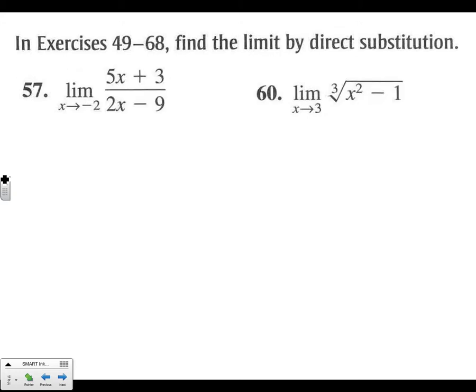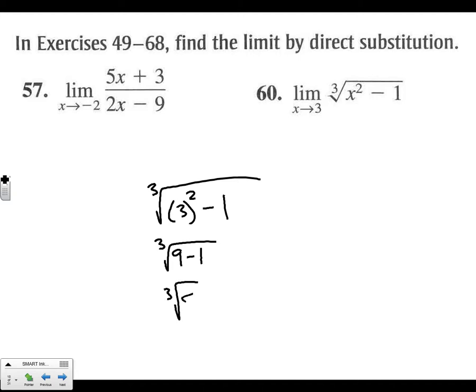Same thing for 60. 3 works just fine in there. We're going to plug 3 in for x. We're going to square it. 3 squared is 9. 9 minus 1 is 8. And this is the cube root. Cube root of 8 is positive 2. 2 times 2 times 2. And that's it.